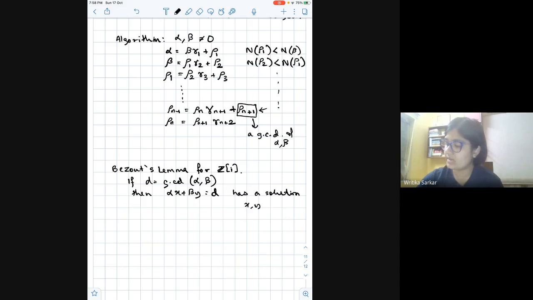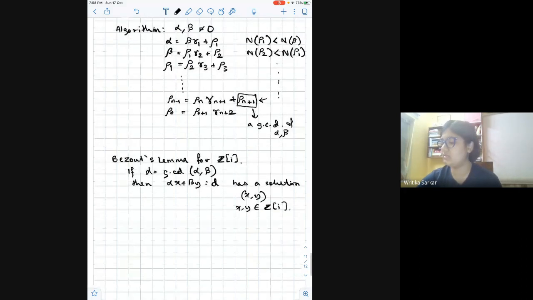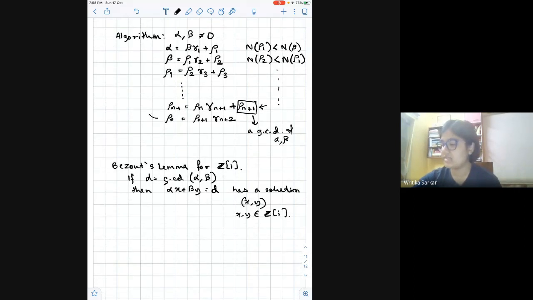X comma y. Again, your x comma y are Gaussian integers, but this can be solved, and the way you do that is simply run the algorithm backwards. You start with this step, and then you go to this one, then you go to this one, and slowly you go there. And this is something we are very familiar with from our integer case, right?